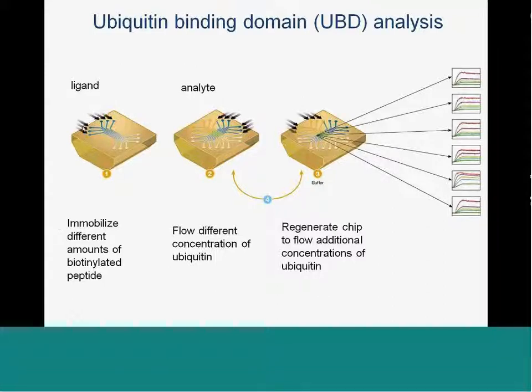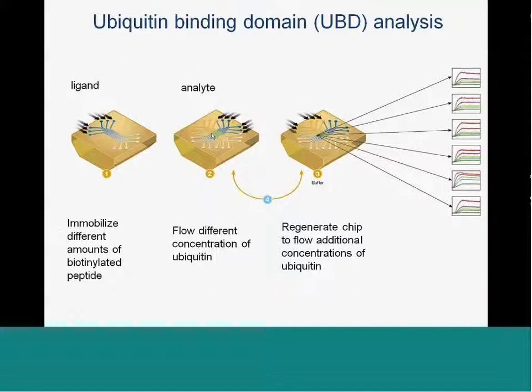We would usually have 5 different concentrations, and then we would have a channel left blank as a background control. And then in the vertical direction, we could flow over our analyte, which would be our different concentrations of ubiquitin.